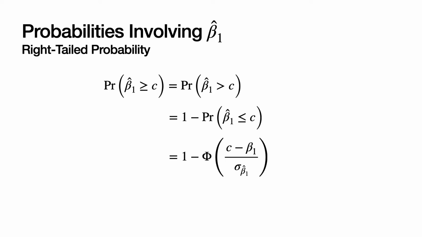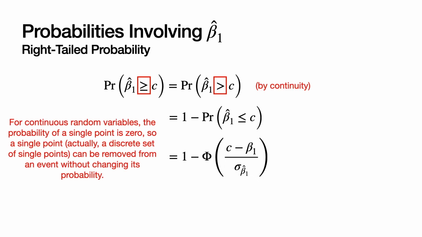Next, let's look at the process of calculating right-tailed probabilities involving beta 1 hat. In particular, the probability that beta 1 hat is greater than or equal to some specified constant c. Now first notice in the first step that we have replaced the non-strict inequality greater than or equal to by the strict inequality greater than. Now this is justified because for continuous random variables, the probability of a single point is 0.